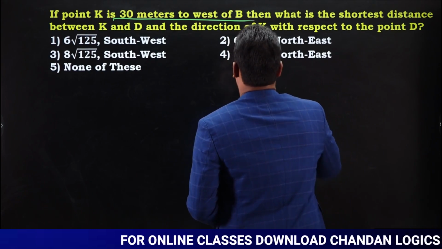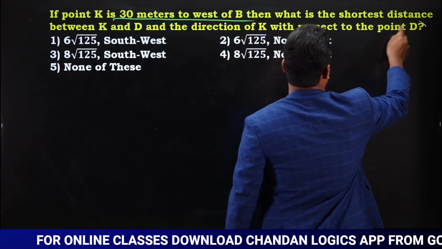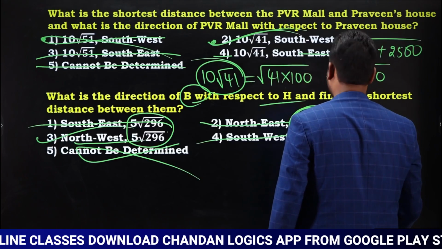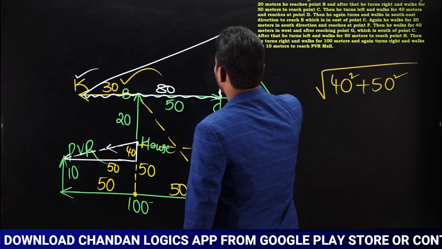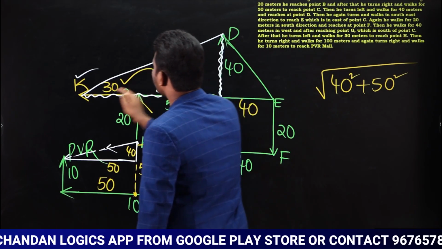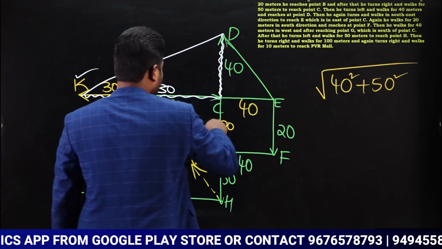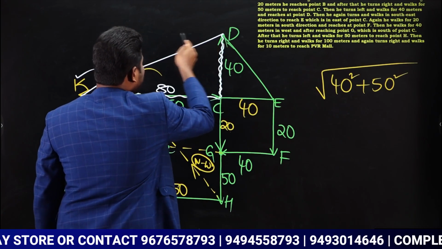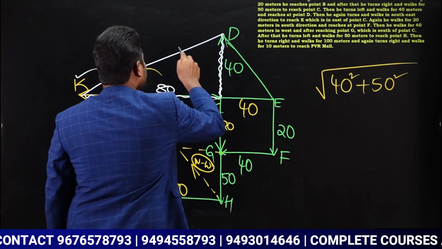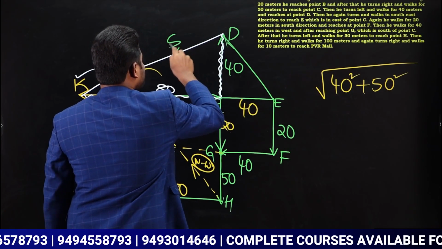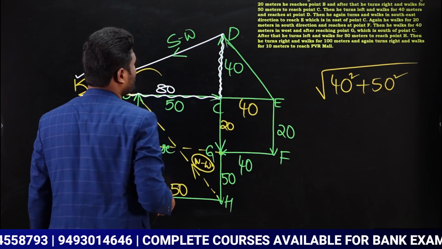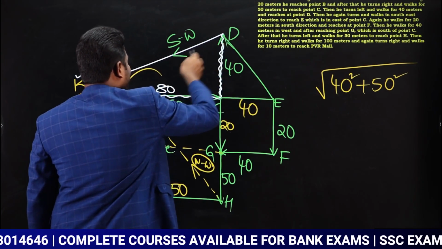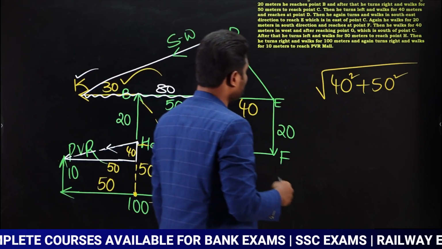They are asking the direction of K with respect to point D. Look here. When you look from point D, K is in which direction? This is south, and this is west, which means K is in the southwest direction with respect to D. Yes or no?